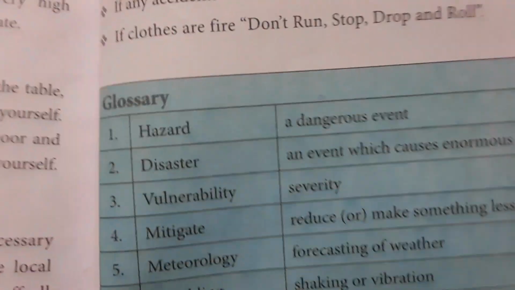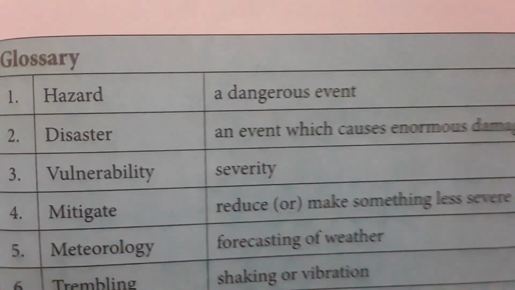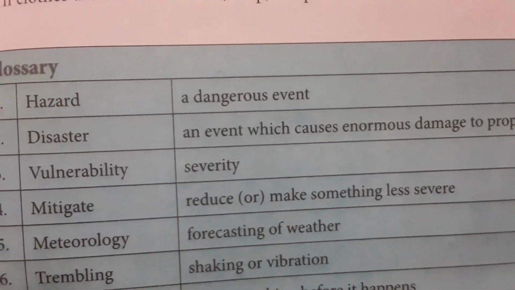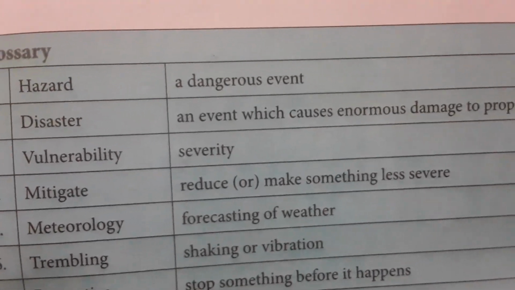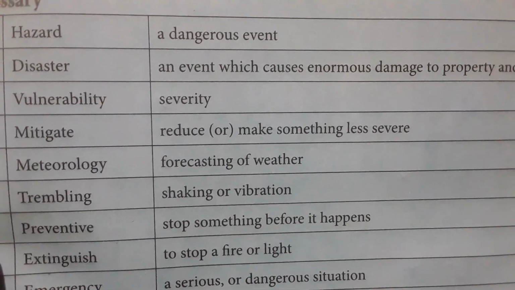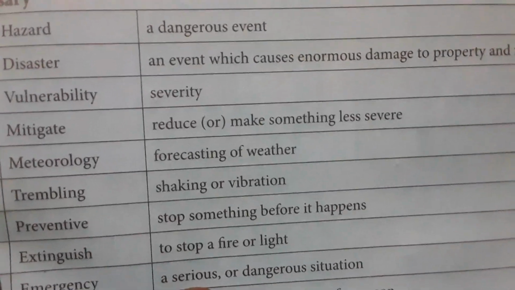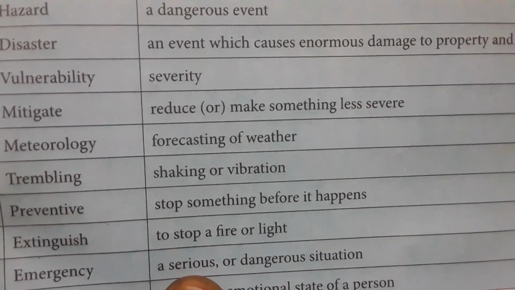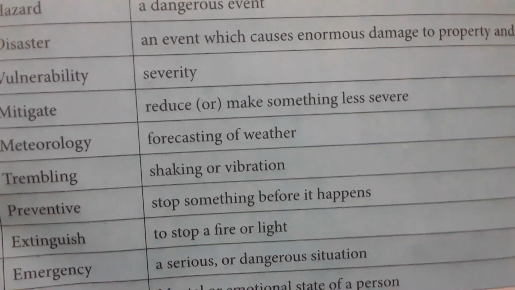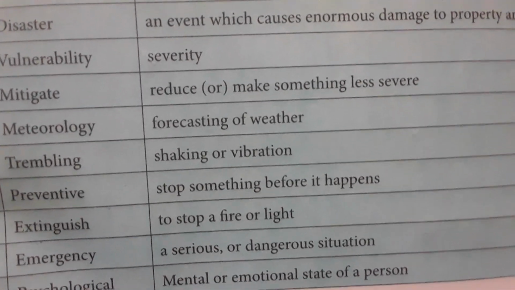And some of the points under the glossary section. Hazard, a dangerous event. Disaster, an event which causes enormous damage to properties. Vulnerability, severity. Mitigate means some of the actions that take against the disaster, so as to make something less severe. Meteorology, forecasting of weather. Trembling, striking or vibration. Preventive, stop something before it happens.